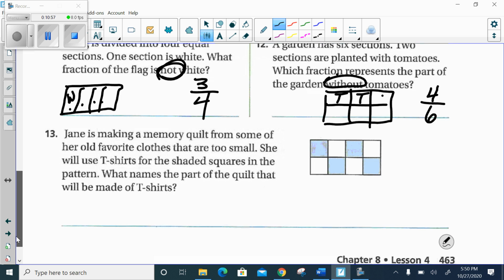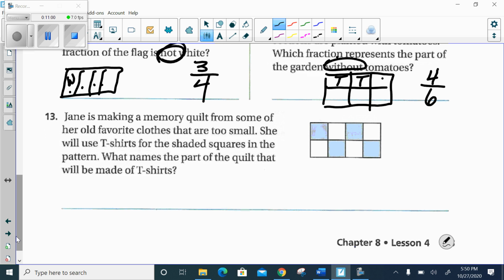Okay. All right, here we go. Jane is making a memory quilt from some of her old favorite clothes that are too small. She will use t-shirts for the shaded squares in the pattern. What names the part of the quilt that will be made of t-shirts? So she will use t-shirts for the shaded squares. So we have to figure out, these are the t-shirt squares.